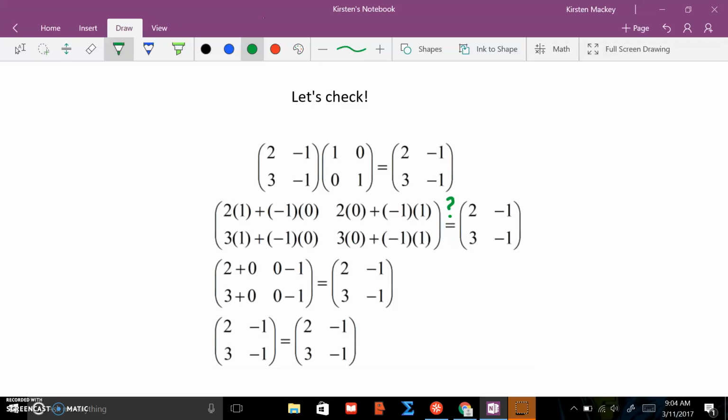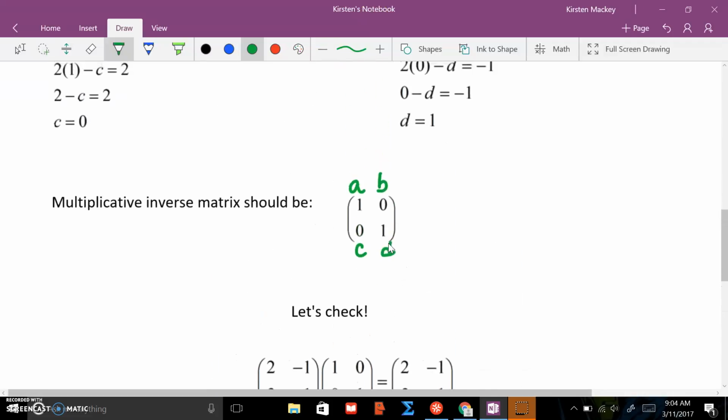3 times 1 was 3, plus 0. 3 plus 0 is 3. And then 3 times 0 is 0, minus 1. Well, 0 minus 1 is -1. And I do end up with my original B matrix. So I know that this matrix here, 1, 0, 0, 1, is our multiplicative inverse. And it is our inverse matrix.